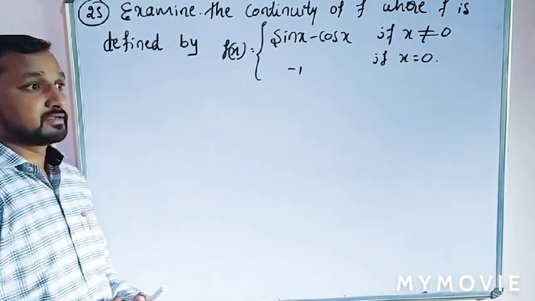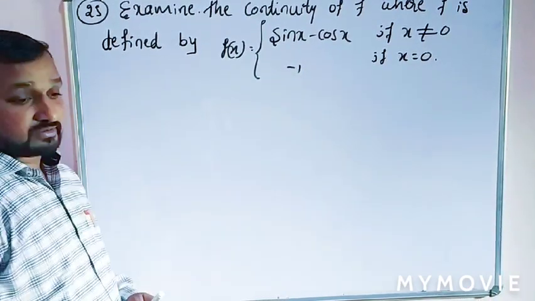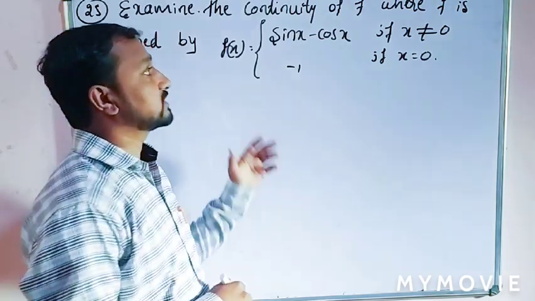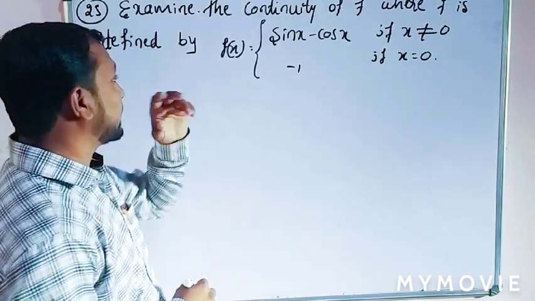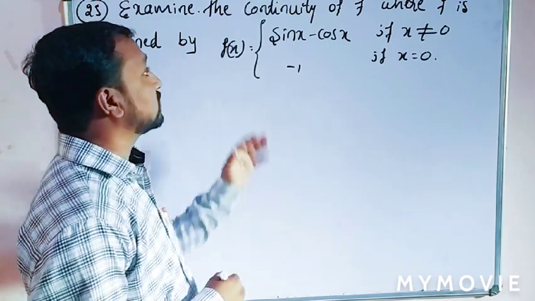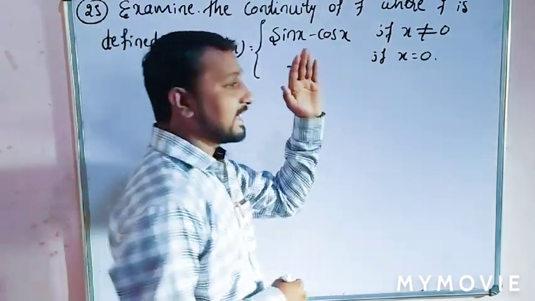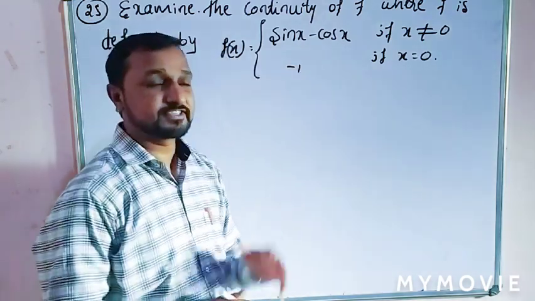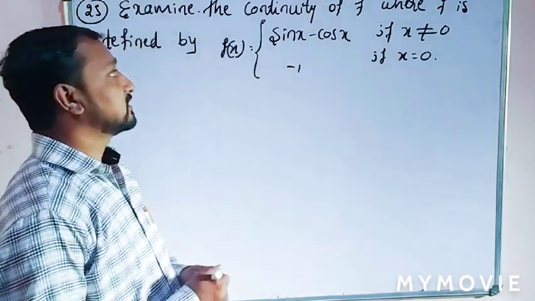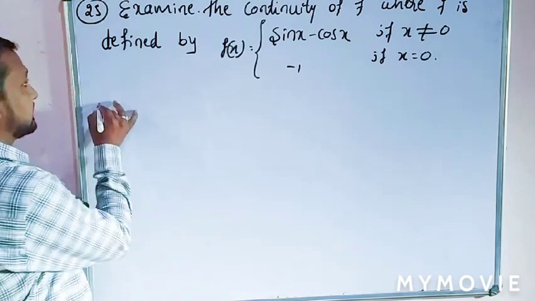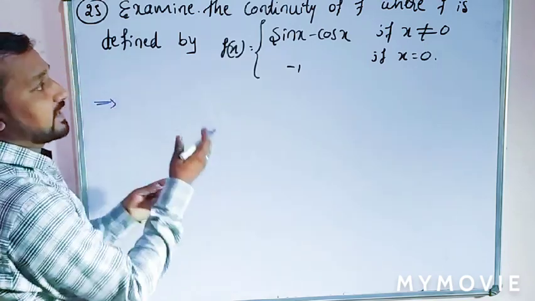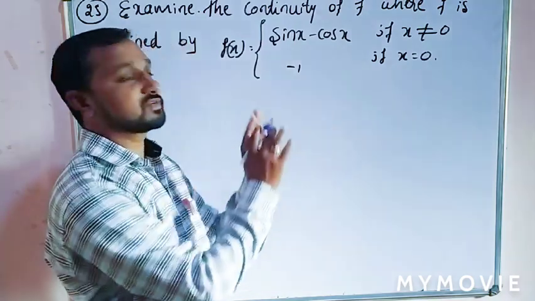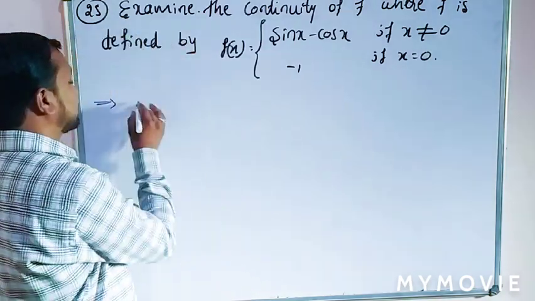Hello students. So this is example 25, that is, examine the continuity of the function f where f is defined by f of x is equal to sin x minus cos x if x is not equal to 0, and minus 1 if x is equal to 0. This is a very easy example, students. So this example can be solved by showing that the limit function is equal to the constant function. Is that clear? Very easy example.